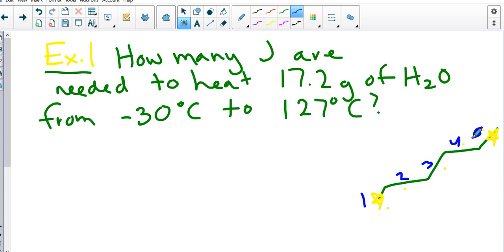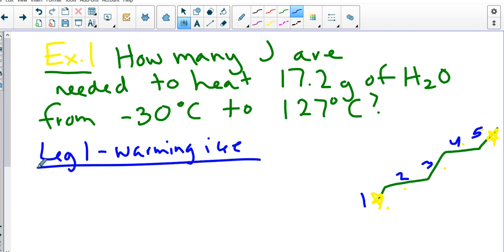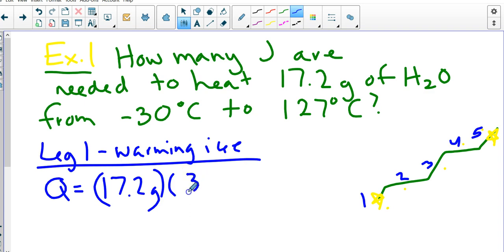So here's leg 1. So this is warming ice. That took me 5 seconds to write. That will keep me from screwing up, so I'm going to do it. So, do you see how this is a slanted part? What formula am I going to use? Q. So, Q is equal to the mass of water, which is 17.2, right? And then the specific heat of ice, be careful, is 334 joules.